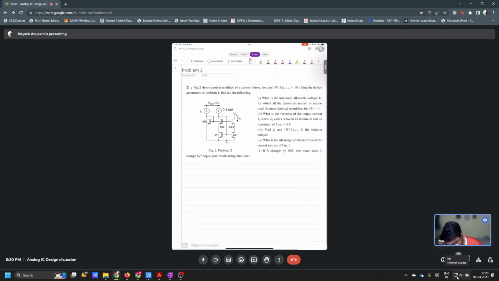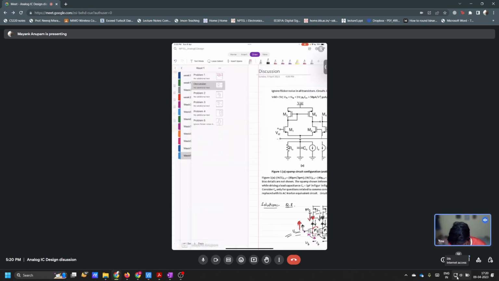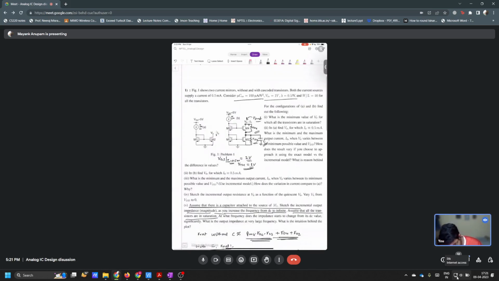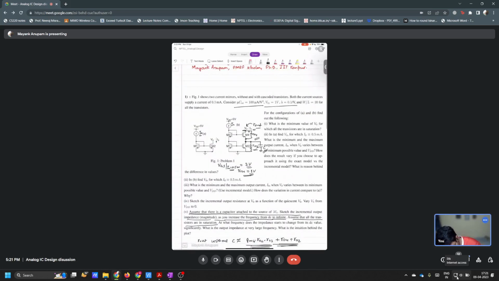So earlier you remember, right, that when we had this condition, the minimum value of V out for a current of 0.5 milliamps was equal to 3 volts, right? In this case, VO minimum was 3 volts, correct? We found out that VO minimum was 3 volts here.